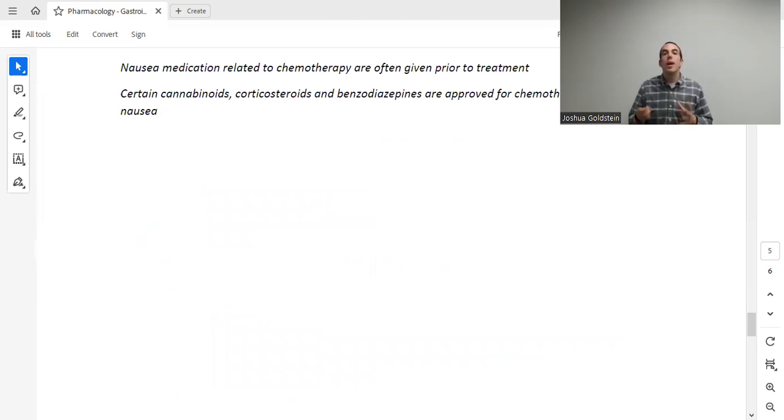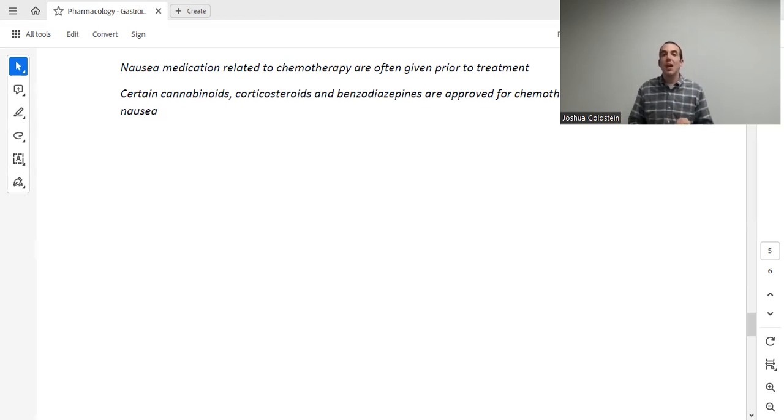Finally, when a patient takes chemotherapeutic agents, that's anti-cancer medications, they can get some of the worst imaginable nausea as a side effect of those drugs. Because of that, we have extra medications that we give to those patients. So for those patients only, for chemotherapy-related nausea, we may give them cannabinoids, steroids, or benzos to relieve their nausea. All of those are overkill by far for nausea. However, for the treatment of chemo-related nausea, those are approved medications.